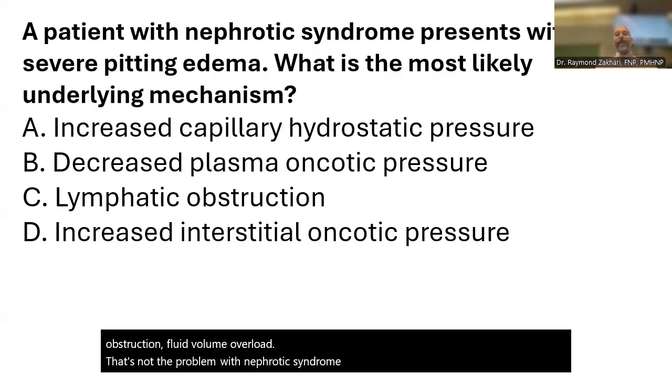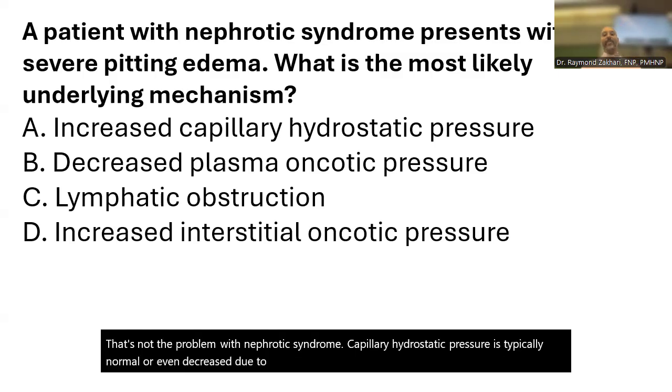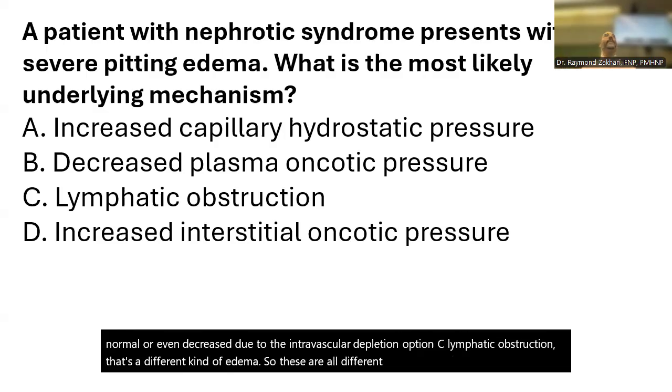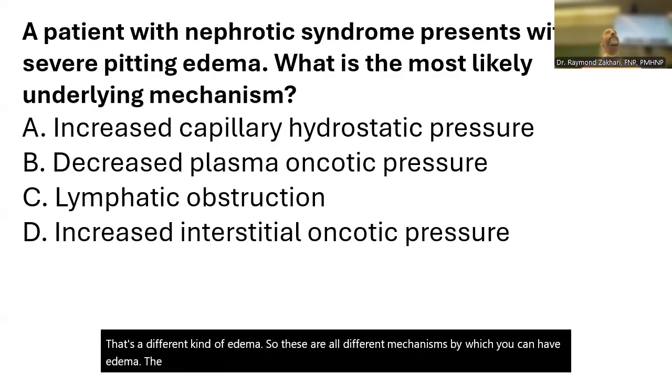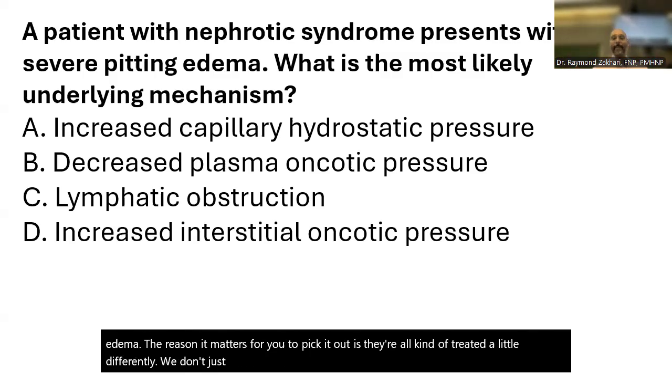Capillary hydrostatic pressure is typically normal or even decreased due to the intravascular depletion. Option C, lymphatic obstruction, that's a different kind of edema. These are all different mechanisms by which you can have edema. The reason it matters for you to pick it out is they're all treated a little differently. We don't just give Lasix to everybody. So lymphatic obstruction is non-pitting edema. That's usually unilateral.